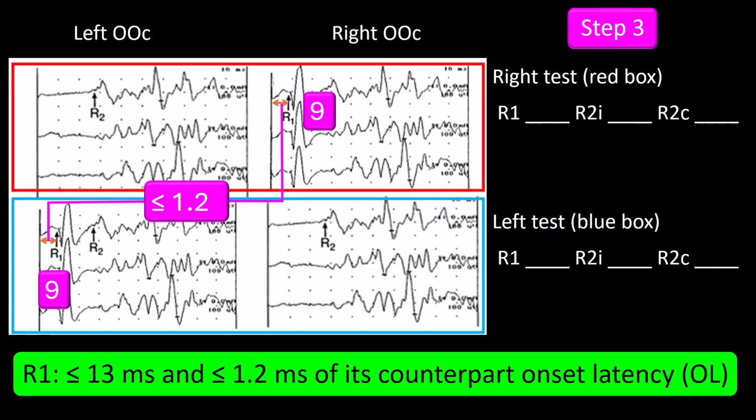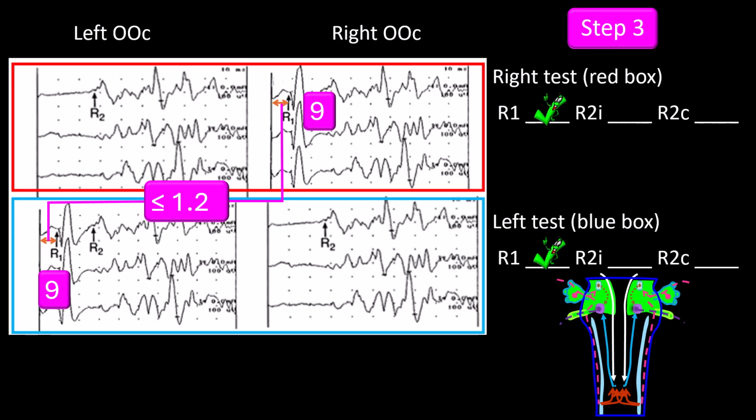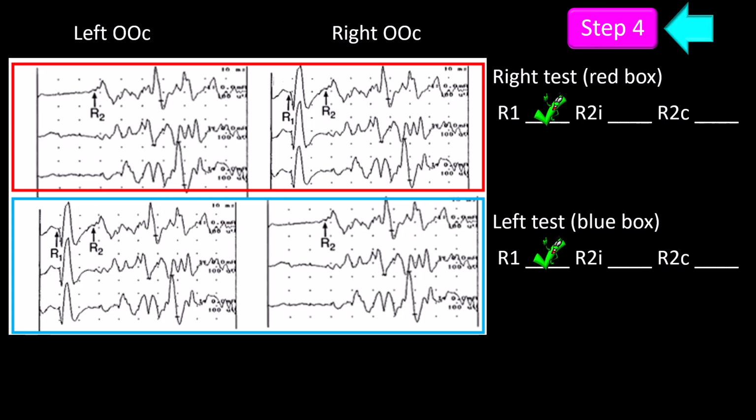So I go to the result platform to populate the fields. Left R1 is normal and right R1 is also normal. Bilaterally normal R1s imply normal segments of the trigeminal nerve and the facial nerve studied, as well as normal main sensory trigeminal nuclei, facial motor nuclei, and their connections. These structures are highlighted by the green background. I then take a step 4.